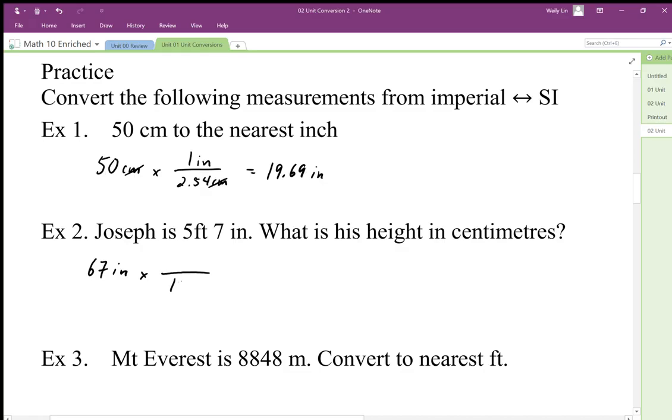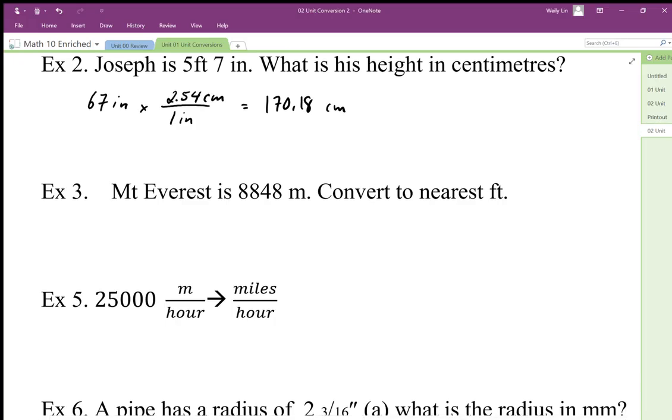Okay. But now we have our inches, we can use our conversion factor. I'm going to use 1 inch on bottom, 2.54 centimeters on top. Okay, my inches are going to cancel out, so I end up with 67 inches times 2.54. Okay, I'm going to end up with 170.18 centimeters. So Joseph's 170.18 centimeters tall.